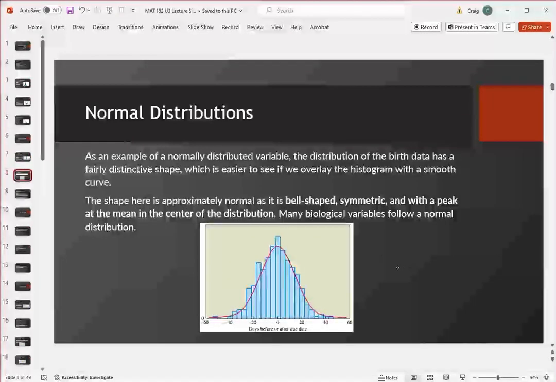So normally distributed variables occur all the time. Here we have the days before or after a due date that a baby is born. And notice that most of the babies are born at or around their due date, plus or minus 2 or 3 weeks. And then a few on the outer edges that are less likely. And notice the peak that this makes. This is real life data, but you can fit this normal curve over the top of it.